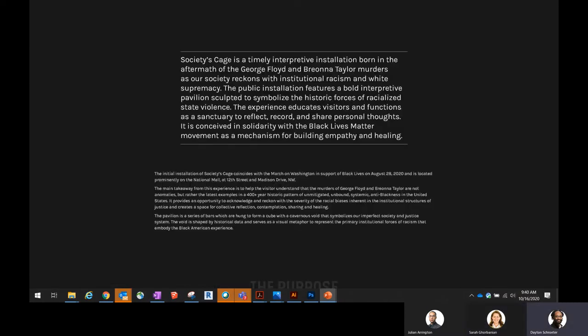The Society's Cage was a grassroots effort within the Smith Group office, born of a small and diverse group of architects who wanted to do something in the aftermath of the George Floyd and Breonna Taylor murders to be able to contribute to the discussions happening in our society around police violence and injustice. Society's Cage attempts to contextualize these murders within the 400-year history and continuum of anti-Black state violence.